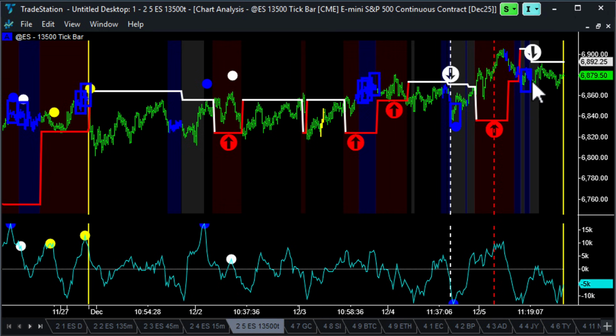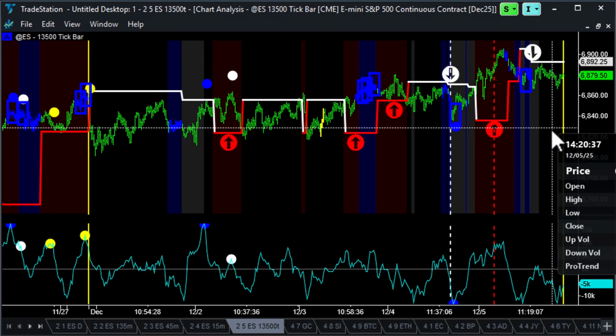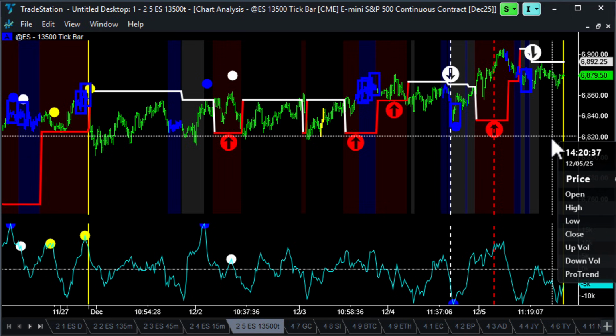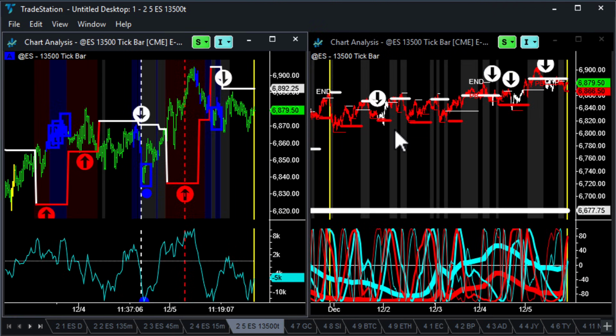So let's see if this drops. If we drop through this level, 68.40, 68.20 down here, that would lead to a nice little sell-off. But as I said, it hasn't happened yet. All I'm saying is we're overbought at the moment.